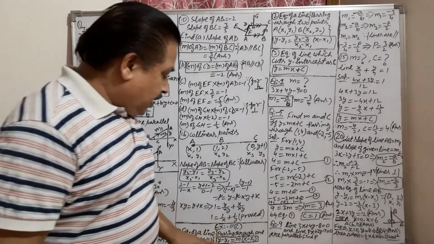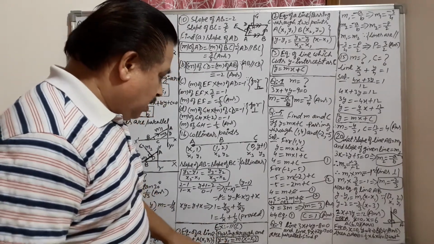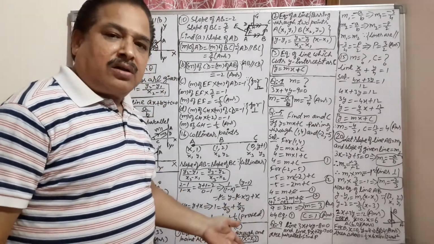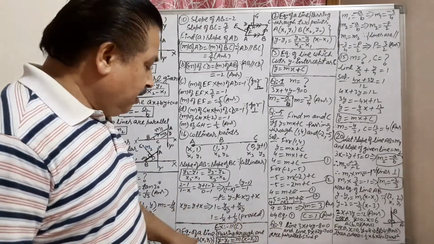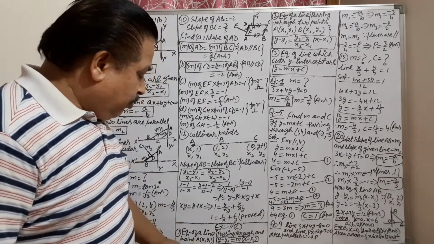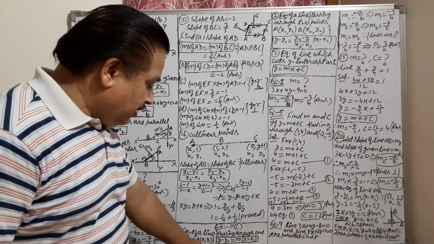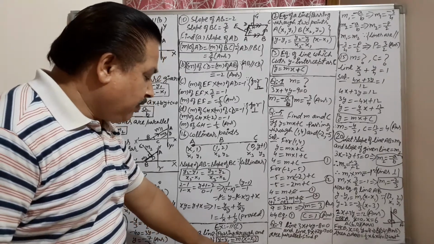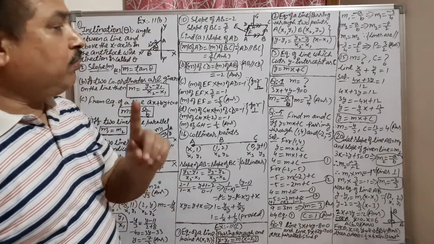Now see exercise 11C. In exercise 11C we are finding the equation of a line. There are three conditions for the equation of a line. If a line is passing through a point whose coordinates are, suppose, x1 y1, what will be the equation of that line? y minus y1 equals m times x minus x1, when the line is passing through one point.